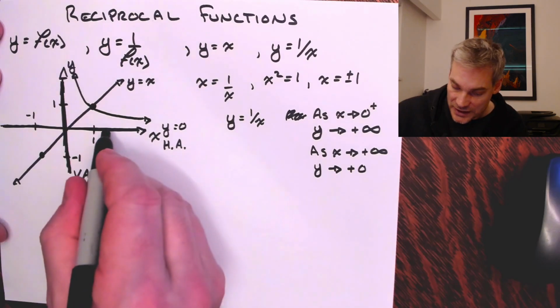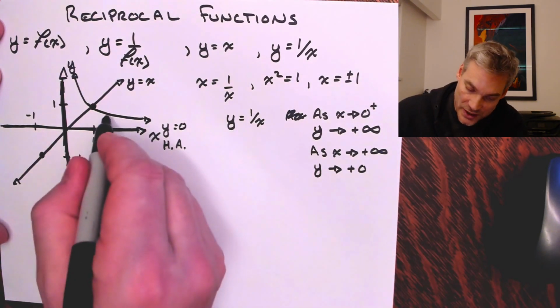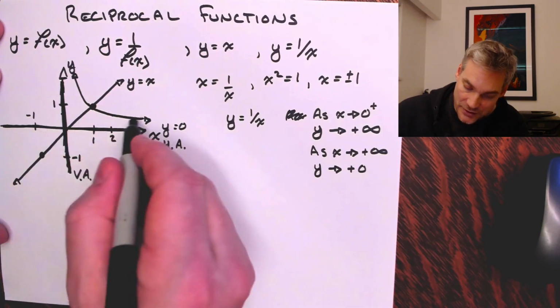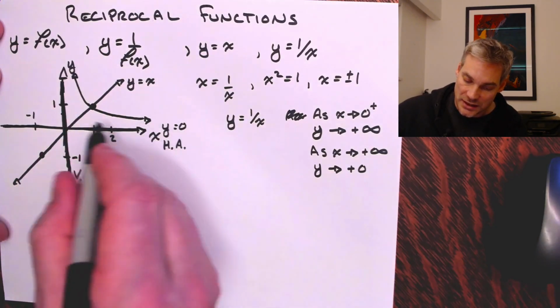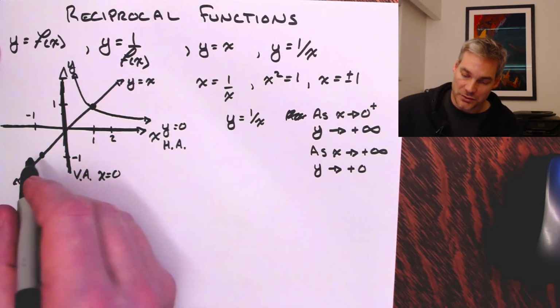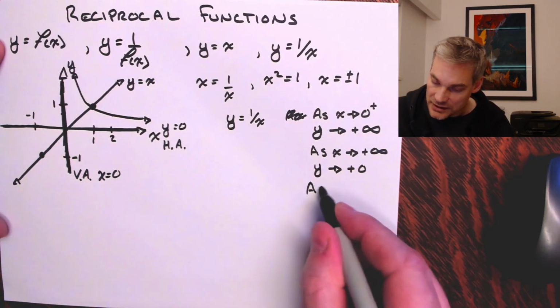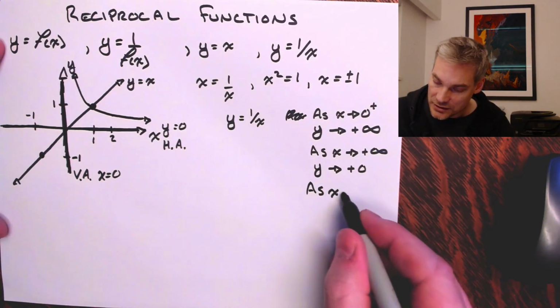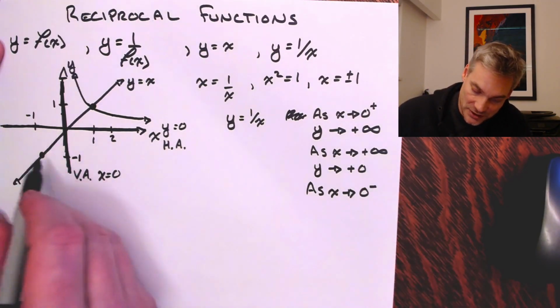So if I chose x is 2, then y is 1/2. If x is 3, it's a third. So we can kind of see the pattern. Okay, well, now we've got this. Let's try the negative. So what happens as x goes to 0 from the negative side? So it's coming in from this side.